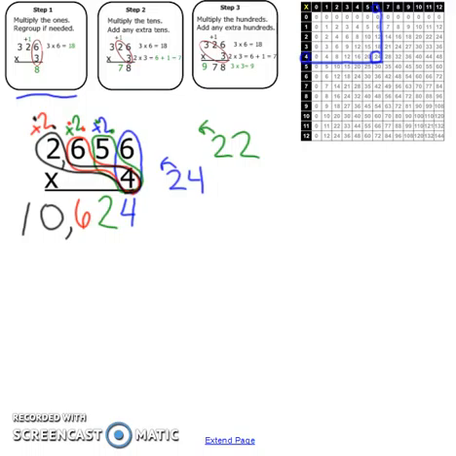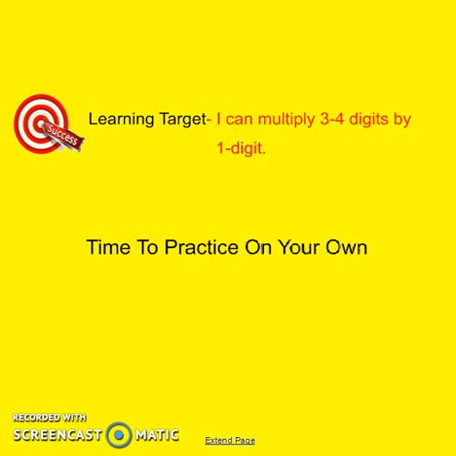So 2,656 times 4, and I get a product of 10,624. Okay. So our learning target was multiplying 3- and 4-digit numbers by 1-digit numbers. It's time to get some practice on your own.